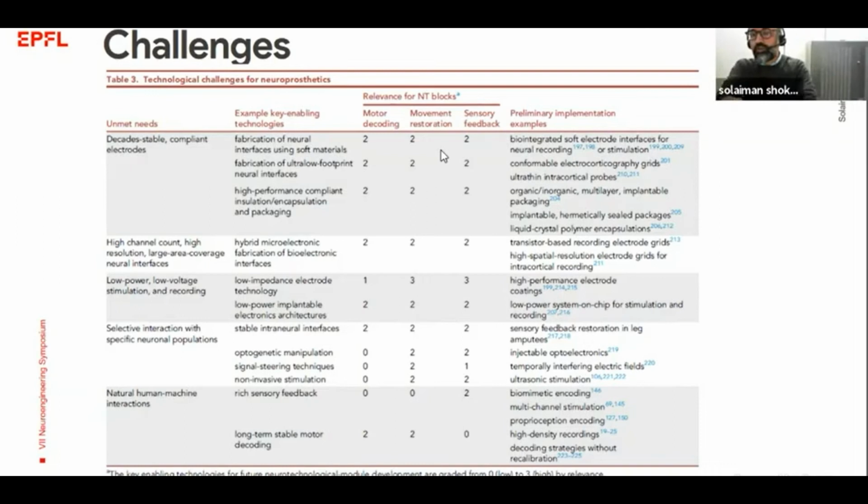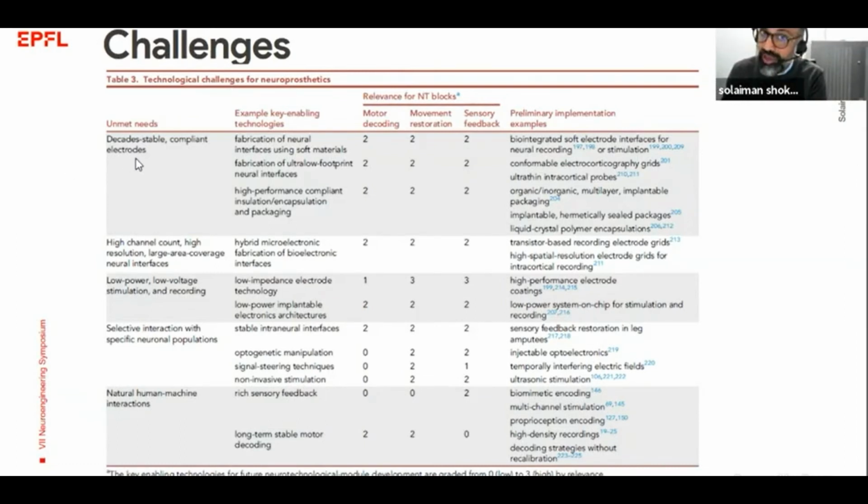Okay, so I'm going to detail some of the challenges that we have identified, which again may be interesting for a researcher working in this domain, looking at what might be the next challenge you could work on. Here we have listed the challenges that we perceive as the unmet technologies at the moment, and how they could benefit motor decoding, movement restoration, and sensory feedback. We need many things, but these are the ones we believe are interesting.